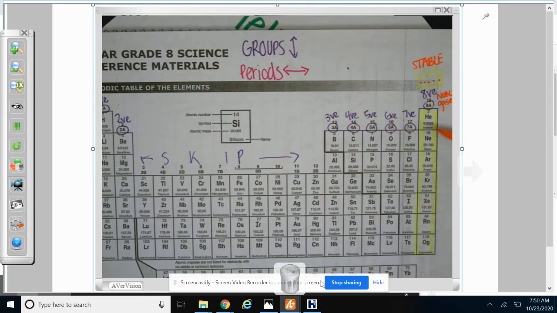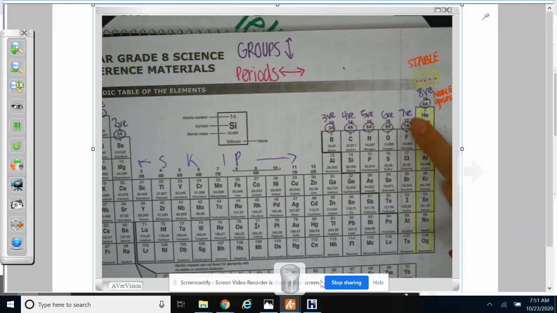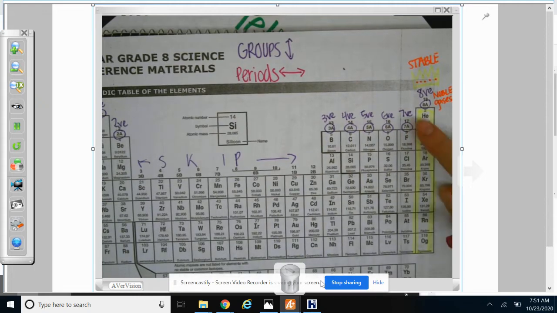Notice that elements in the same group react similarly. Each group is kind of like a family. That's why they can all have the same name, noble gases. Like everyone in your family has the same last name, same thing. So all of these elements react similarly. Group 17 has 7 valence electrons. So how many more do they need? They need one more to be stable. They are 1 valence electron away from being stable.